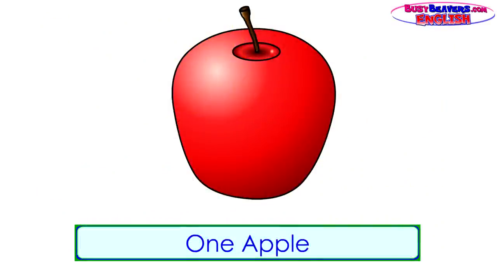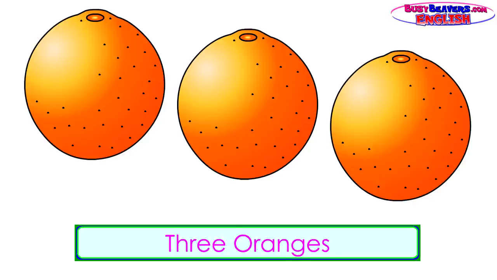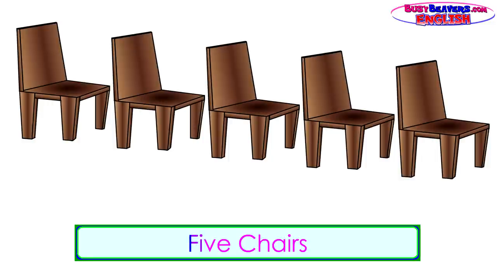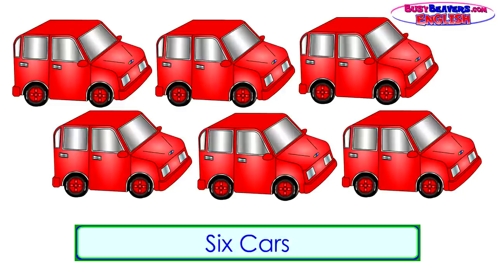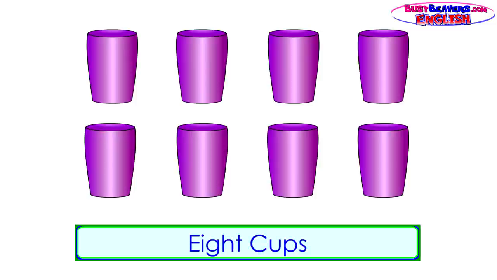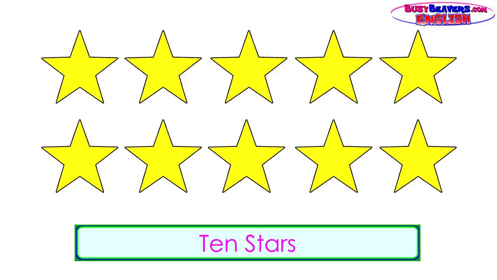One apple. Two bananas. Three oranges. Four lemons. Five chairs. Six cars. Seven pens. Eight cups. Nine markers. Ten stars.